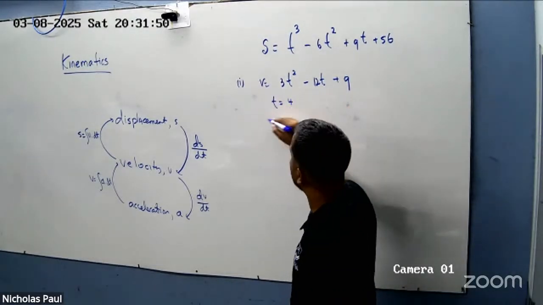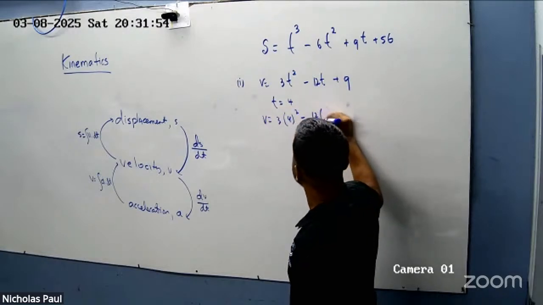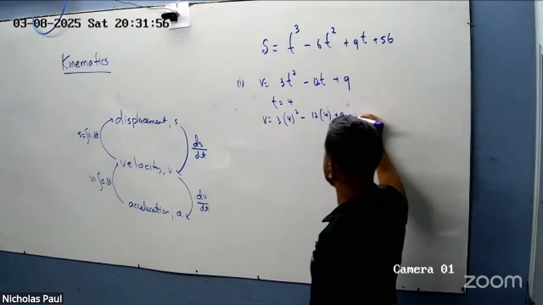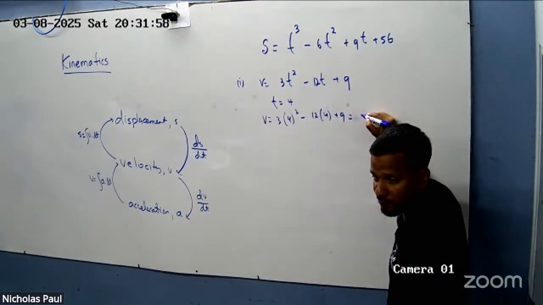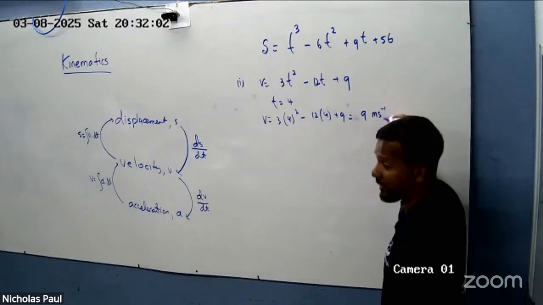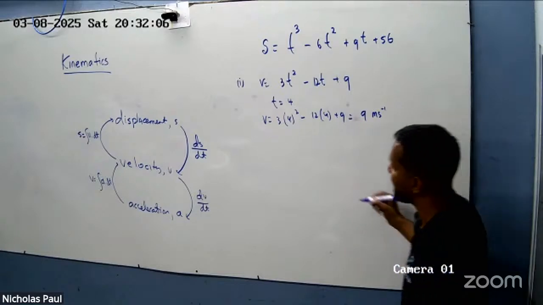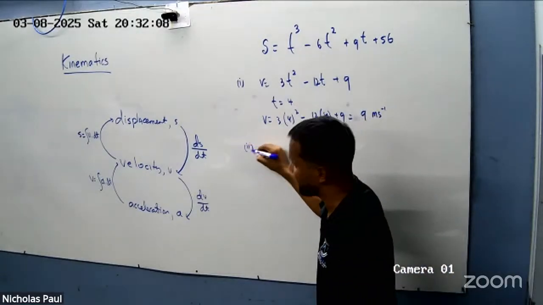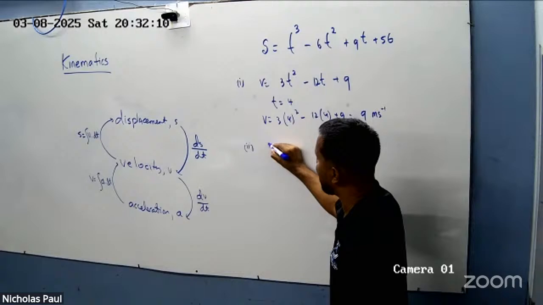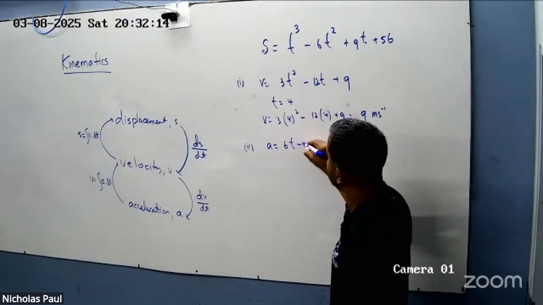t is 4. So you'll get v equals 3 times 4 squared minus 12 times 4 plus 9, which is 9 meters per second, right? That's why they gave you the info on time in seconds. Next is acceleration. So you differentiate again. That'll be 6t minus 12.